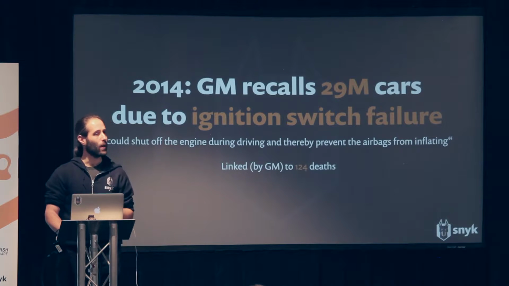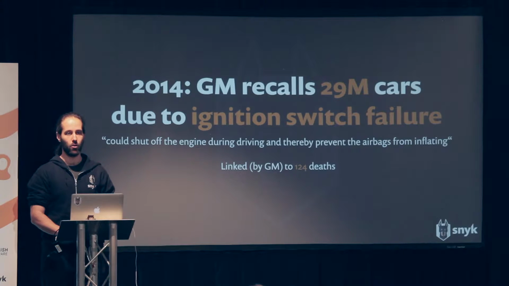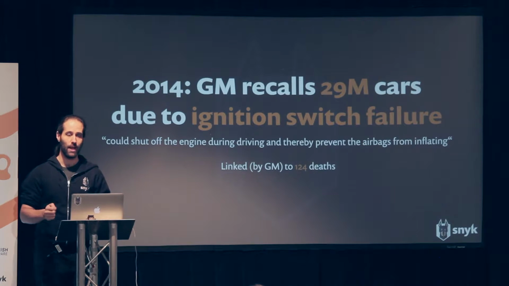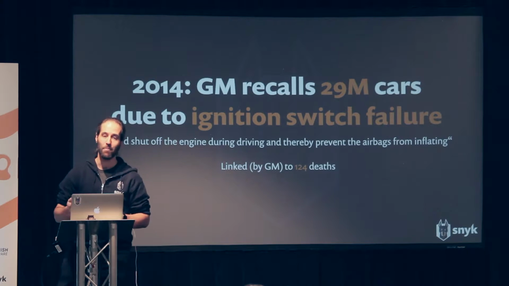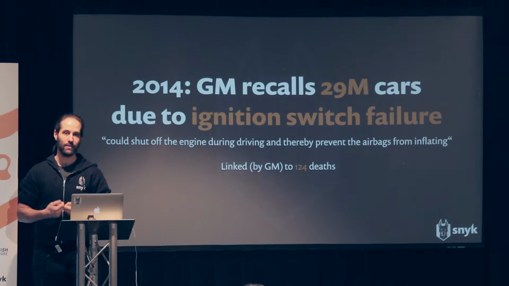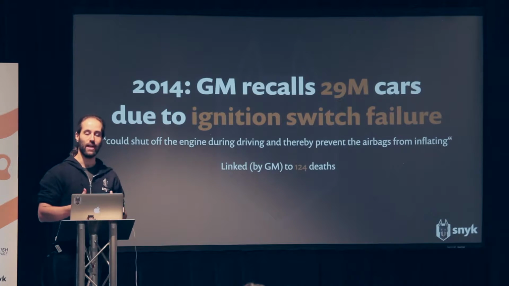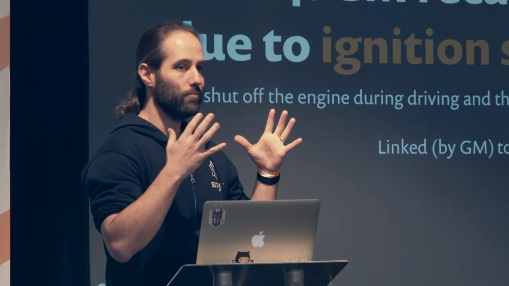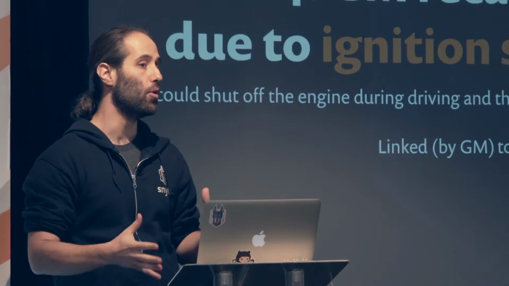That was a pretty big recall, caused a lot of brand damage to Toyota, a lot of conversation about it. It was actually pretty small compared to something that didn't make quite as many headlines, which is GM's recall of almost 30 million cars because of an ignition switch failure, which again doesn't sound that bad until you realize that it may shut off the engine during driving and thereby prevent the airbags from inflating. In fact, this problem was linked to 124 deaths. So in both of those cases, there were real incidents that were tracked back to this flaw, and that drove a recall, right?